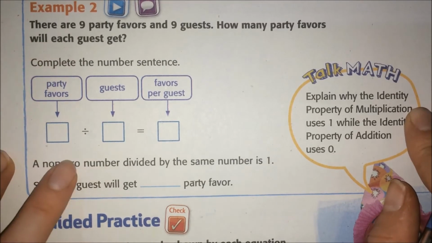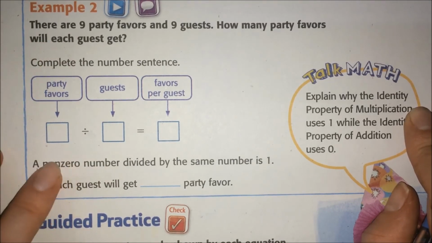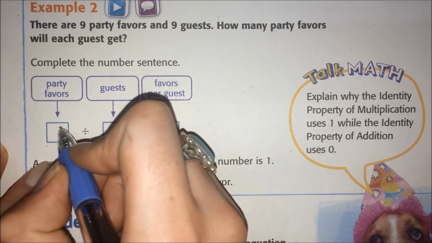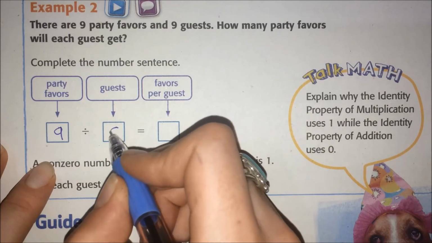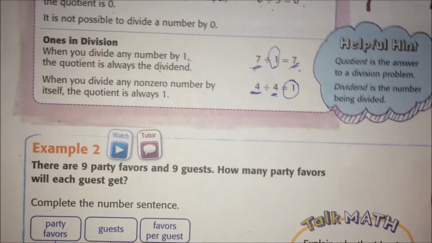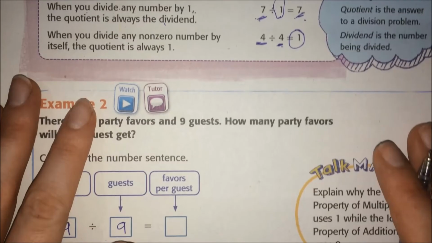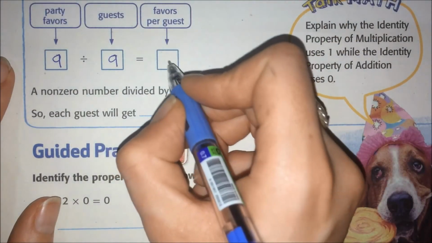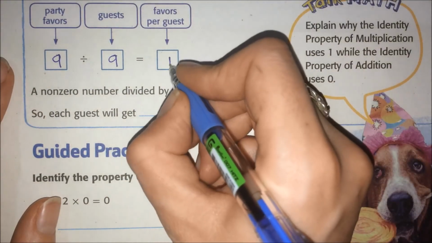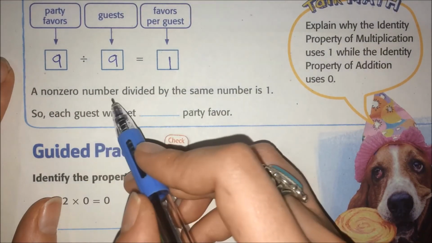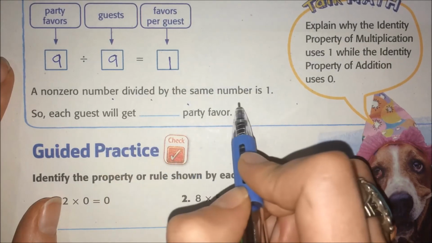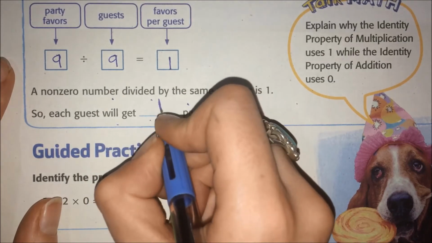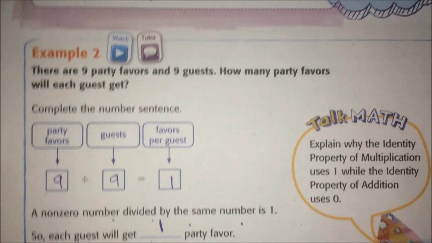There are 9 party favors and 9 guests. How many party favors will each guest get? How many party favors? 9. How many guests? 9. That looks just like this one here, 4 divided by 4. We have 9 divided by 9. Up here the answer was 1, and here our answer is going to be 1. A non-zero number divided by the same number is 1. So each guest will get 1 party favor. Well, that's just good planning.